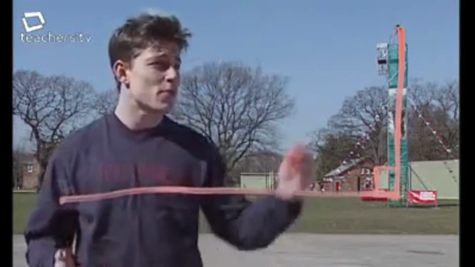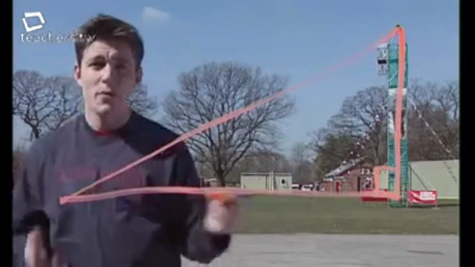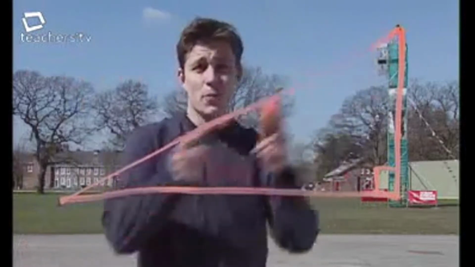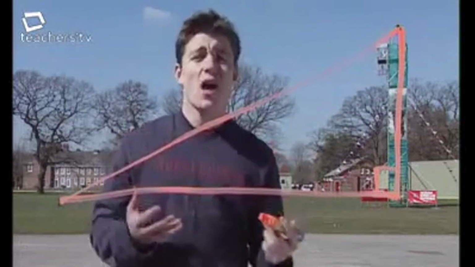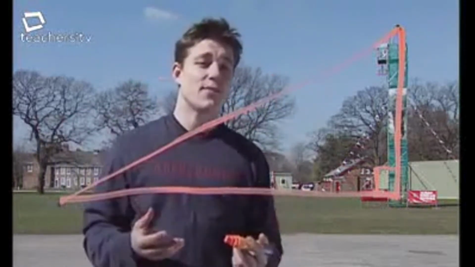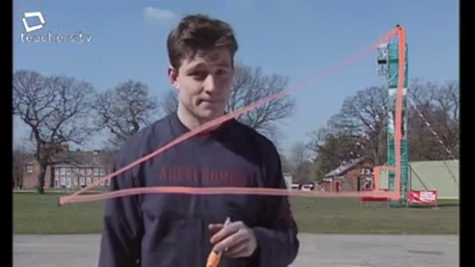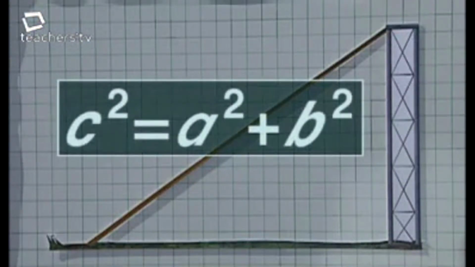Now then, if we add in the rope from here to here, what we've got is a right-angled triangle, the rope being the hypotenuse. Now what the Army needs to know is how long that piece of rope has to be, which is actually going to be quite difficult to measure, but not if we use Pythagoras' theorem. Remember, C squared equals A squared plus B squared.